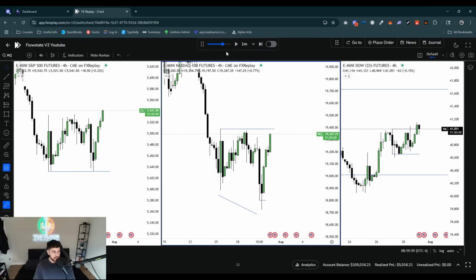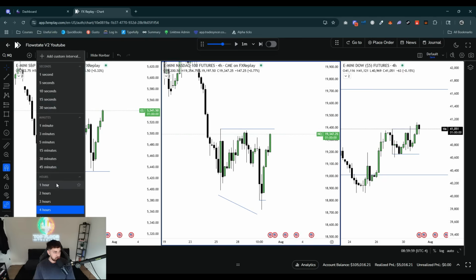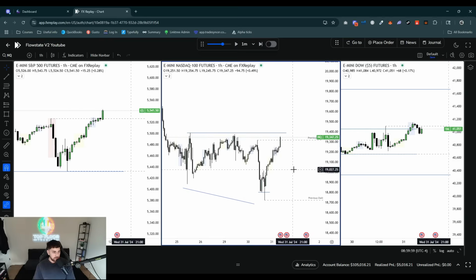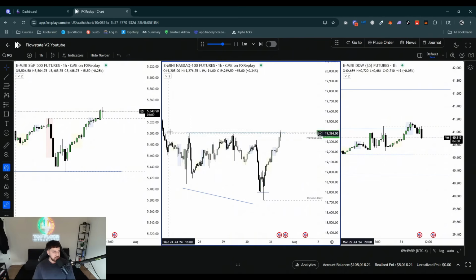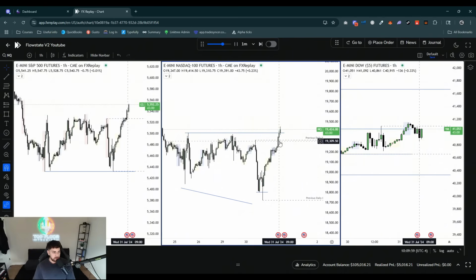So let's go ahead and just skip over to the 2 p.m. Let's go ahead and skip over to 2 p.m. See if we can get anything for 2 p.m. We'll just let price do its thing here. So nice manipulation there.